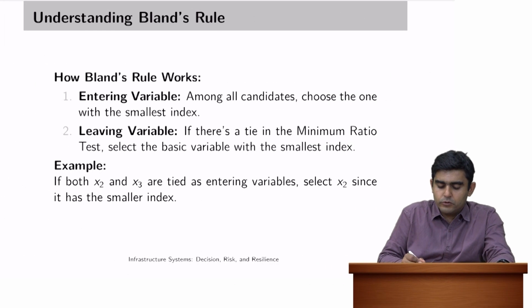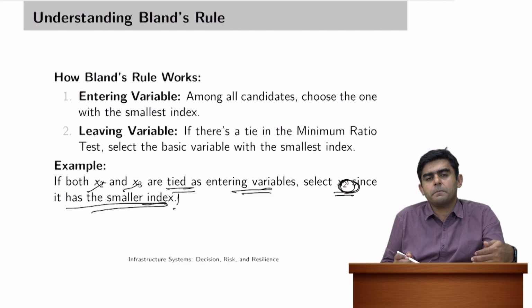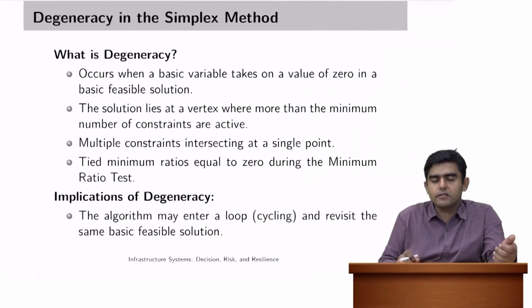So for example, if both x2 and x3 are tied as the entering variable, we would select x2 because 2 has a smaller index. It just gives us a systematic approach so that ties are broken systematically and not just randomly.